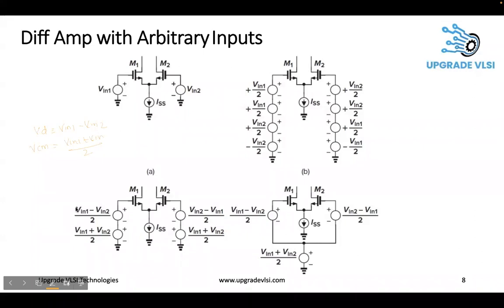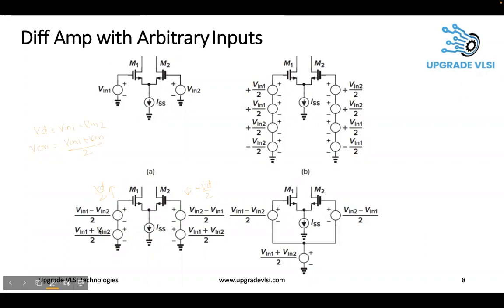We have seen the differential signal is the signal which varies in equal and opposite directions. For example, if Vin1 increases, Vin2 should reduce with the same magnitude. Out of this difference, half is given here. So it increases by half, Vd by 2, and this reduces by half, minus Vd by 2. That's what is written here. So the difference divided by 2, so this increases and this will reduce.